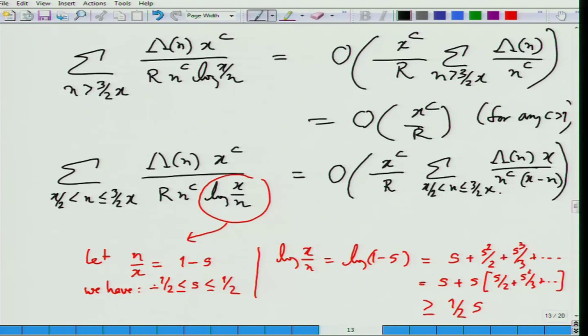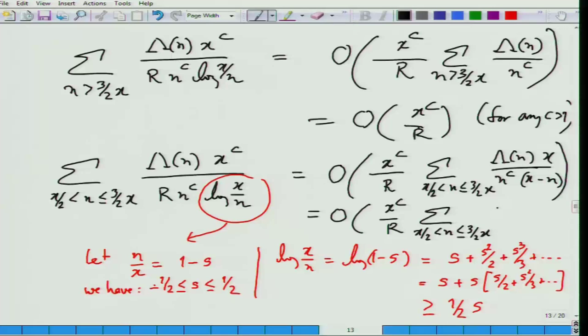Now n is at least half x. So in n to the c, I can replace n by x by 2. C is a constant, so 2 to the c goes away. So, it is x to the c below, and c is greater than 1, which cancels out with the x above. So, this is at most, and this is log x. Lambda n is, since n varies between x by 2 and 3 x by 2, this is log x by x minus n.